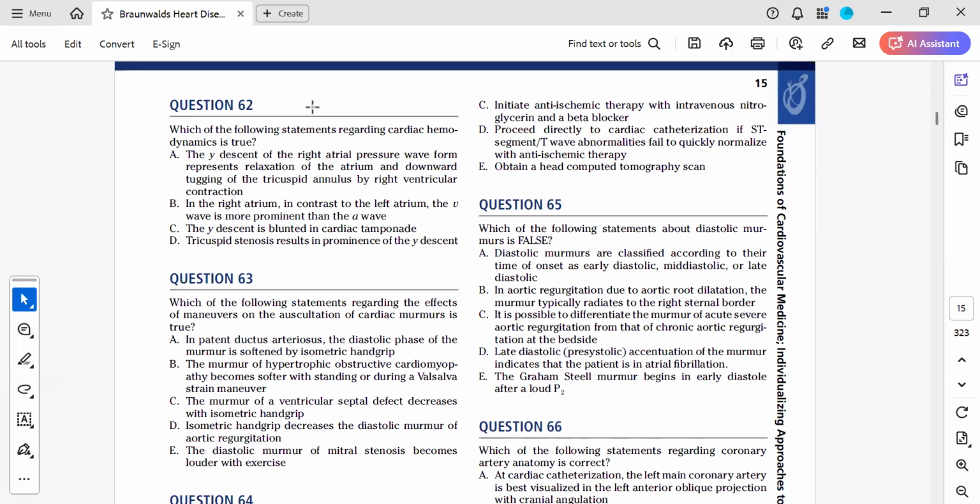Diastolic murmurs are classified as early diastolic, mid diastolic, or late diastolic, whereas systolic murmurs are classified as early systolic, mid systolic, holosystolic, and late systolic murmurs. It's also important to note that diastolic murmurs are usually pathologic, whereas systolic murmurs may not be pathologic, especially the innocent murmurs.